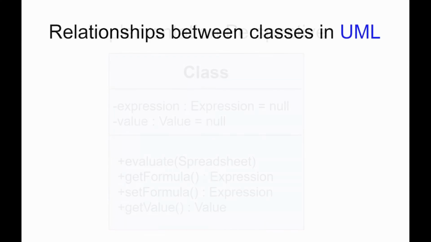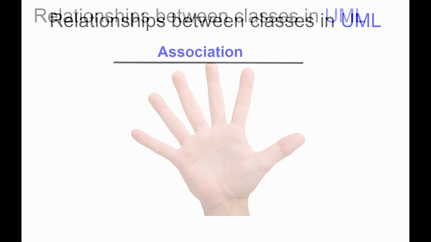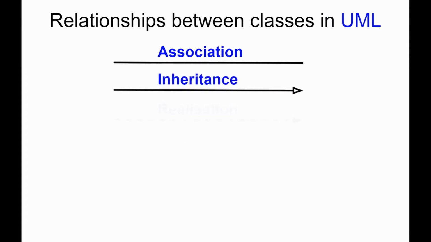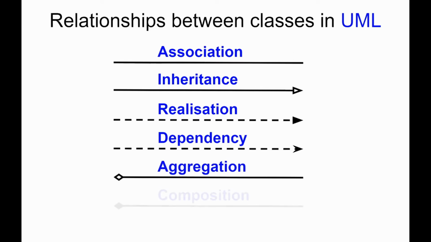Now, let's have a look at the relationships between classes. I will describe the six main types of notation that are most common. These are association, inheritance, implementation, dependency, aggregation, and composition.